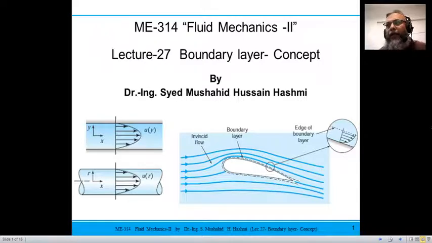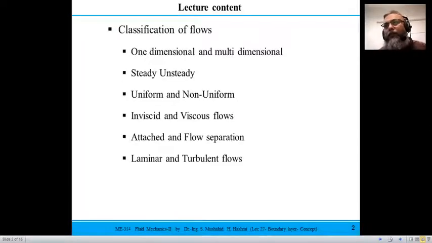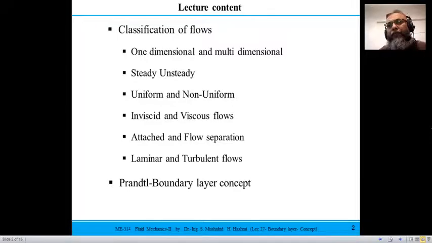Today, in the lecture, we will go into the different classifications of fluid flow, from one-dimensional to two-dimensional and three-dimensional, steady and unsteady, uniform and non-uniform, viscous and inviscid flows, the concept of flow separation, and turbulent and laminar flows. And then we have the boundary layer concept, which Prandtl suggested in the year 1904. Then we will look into the growth of the boundary layer thickness, only qualitatively.